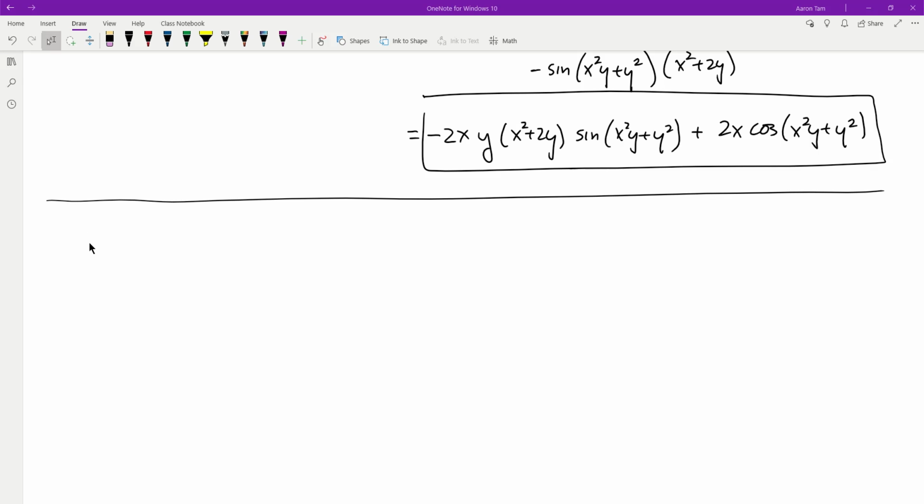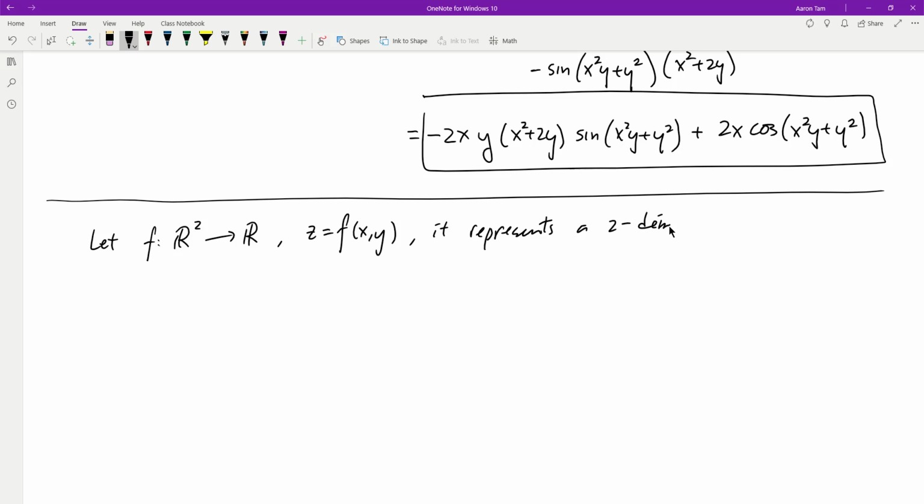So let's start with the following. Let's define a function f that maps from R2 to R. I'm going to call this function z equal to f of x y. What does this function represent? It is the same exact question that I ask every single time we define a function like this. It represents a two-dimensional surface, or if you simply want to call it that, a surface, in R3.